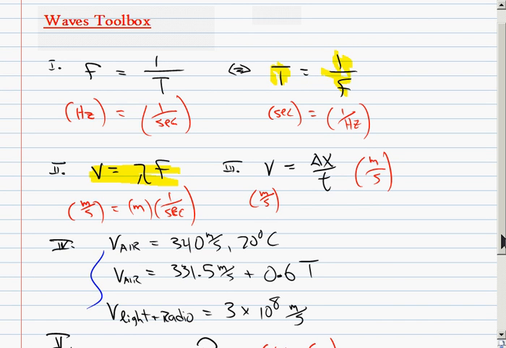Okay, so far in our Waves Toolbox, we actually have 5 equations. I'm just going to go over them really quick again. The first one is a basic definition of frequency. Frequency is how quickly you shake something, how often a wave occurs. It's measured in hertz, and it's the reciprocal of the period, which is the time for one cycle, okay?